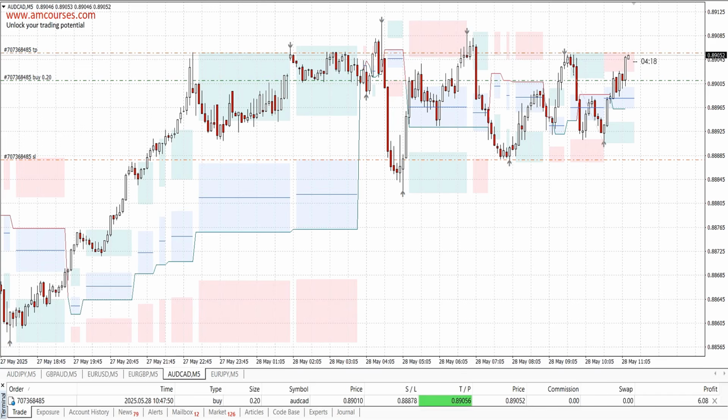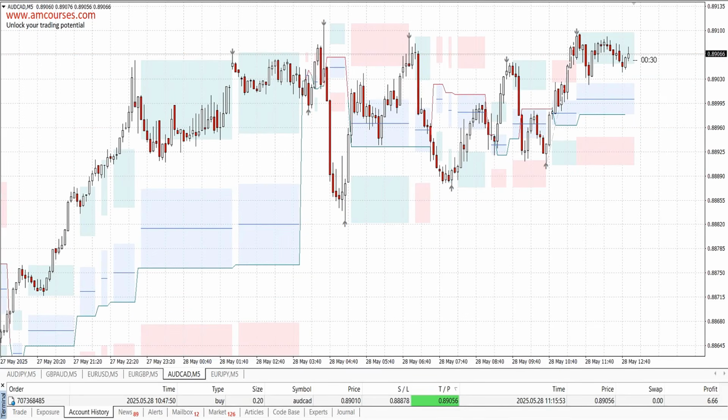And there it is, traders. We've won our final trade of the day. As you can see on the screen, the market moved exactly as expected after our buy entry on AUDCAD, and our take profit level was hit perfectly. That wraps up a productive trading session using the Fibonacci Trailing Stop strategy. We had wins, a loss, and some great learning moments, and that's what makes a solid trader. Not just wins, but discipline, strategy, and consistent execution.